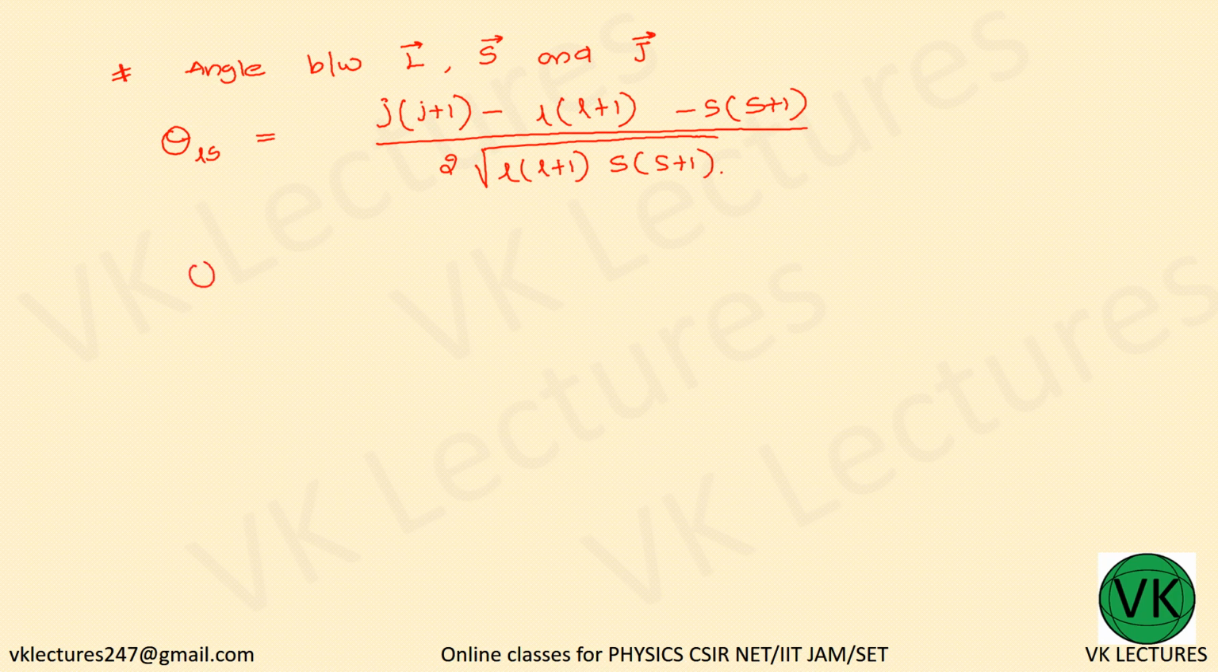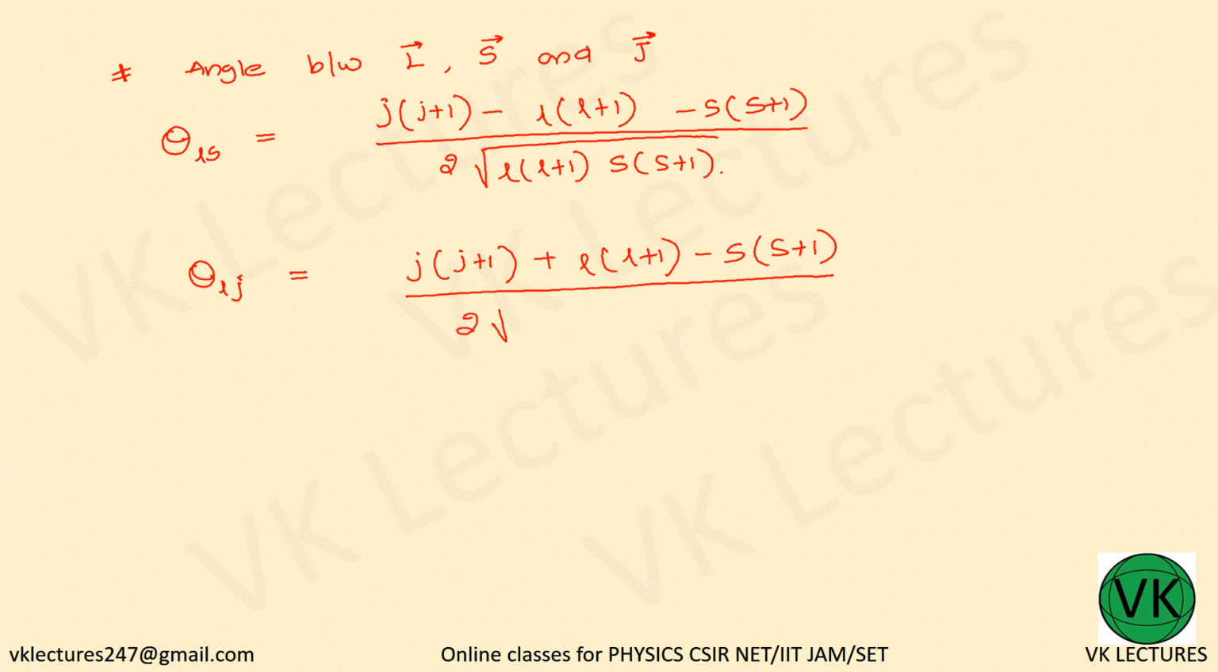The angle theta of LJ, between L and J, is J into J plus 1 plus L into L plus 1 minus S into S plus 1, divided by 2 times root of J into J plus 1 divided by root of L into L plus 1.